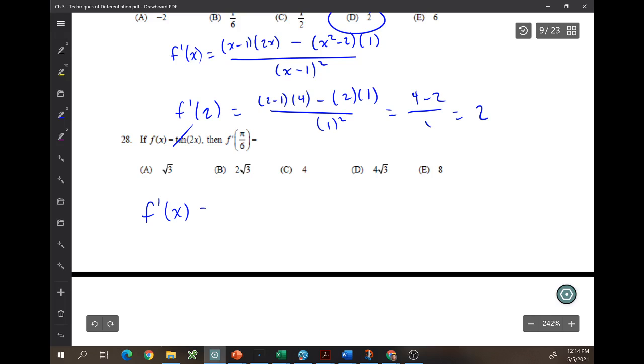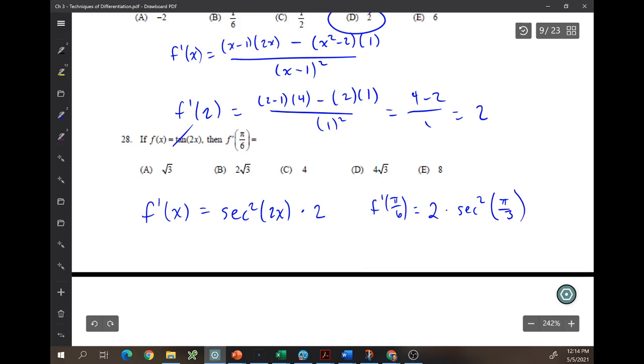Right? So the derivative of tangent is secant squared of 2x, and then times the derivative of 2x, which is 2. So we're going to plug in pi over 6. I'm going to bring the 2 to the front. And 2 times pi over 6 is just pi over 3.